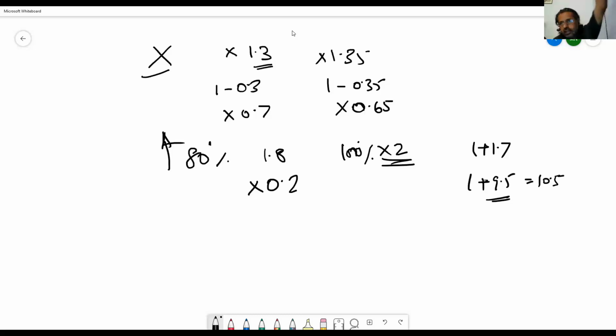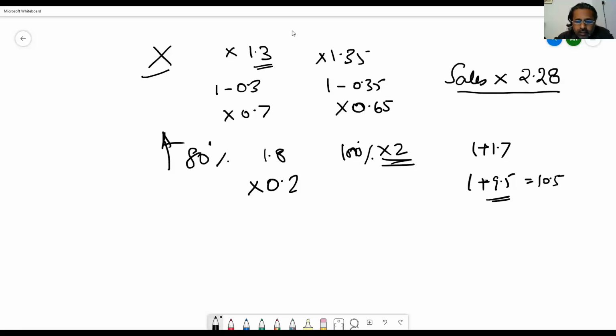Suppose I say the sales of company X increased by 128% the next year. I know that I should multiply the sales by how much for the next year? 1 plus 1.28. Yeah, so it becomes 2.28. Excellent. Is that clear? Now this is all increase.